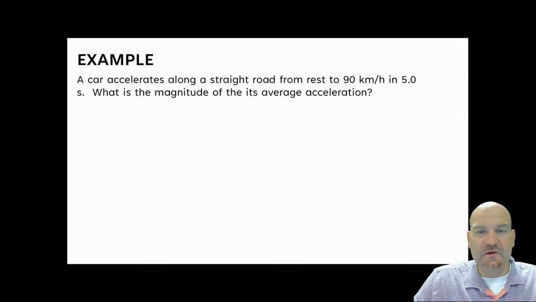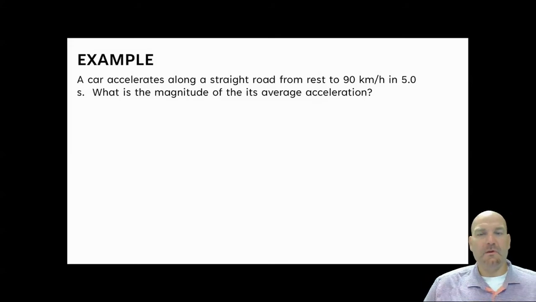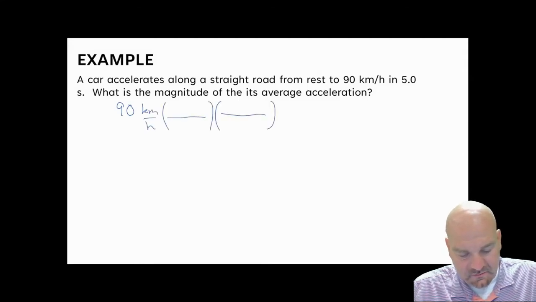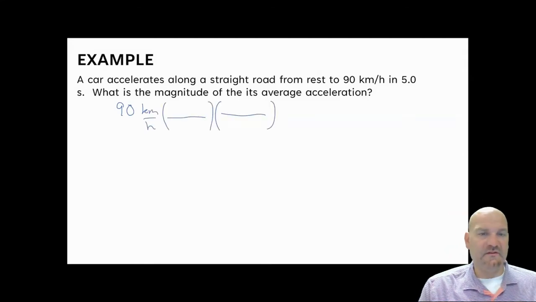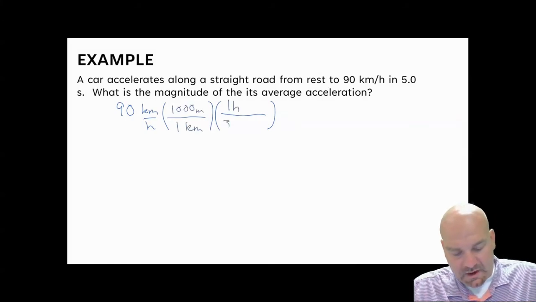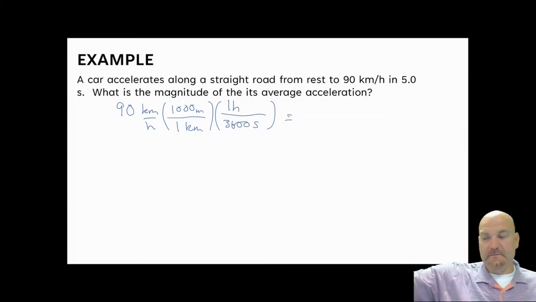Now let's look at some example problems. A car accelerates along a straight road from rest to 90 kilometers per hour in 5 seconds. What is the magnitude of its average acceleration? The first thing we'll need to do is convert 90 kilometers per hour to meters per second. This is an easy conversion: 1 kilometer is 1,000 meters, and 1 hour is 3,600 seconds.